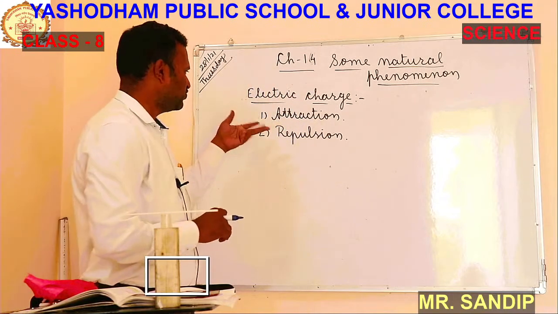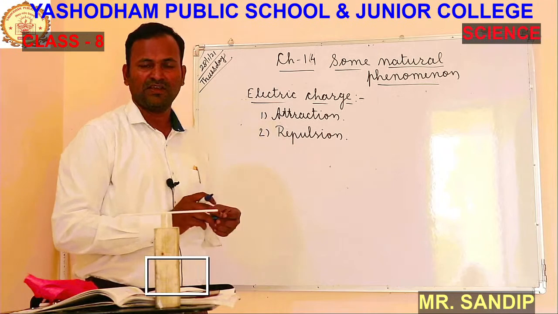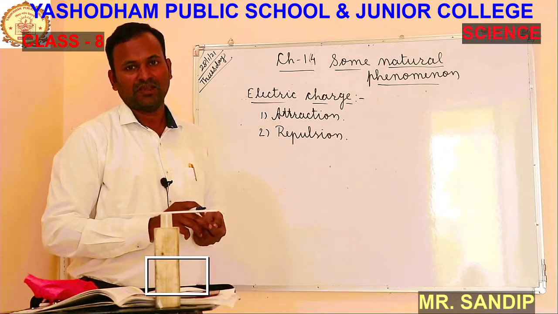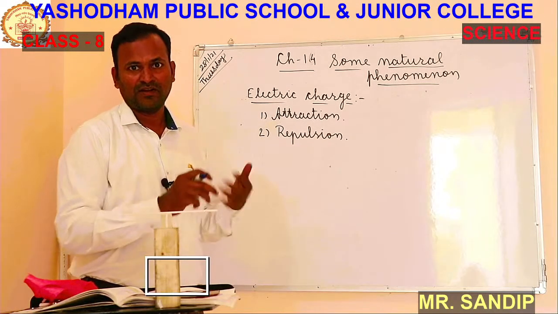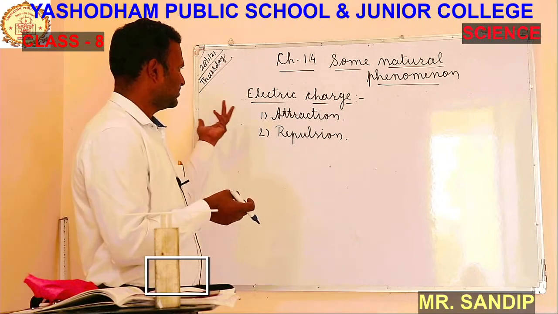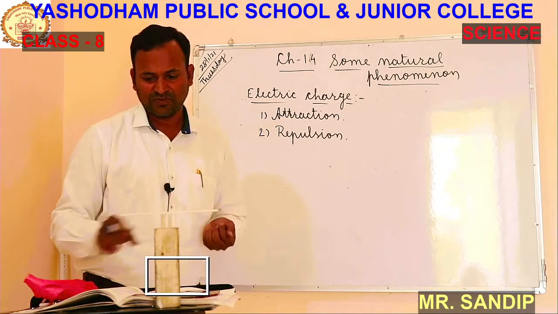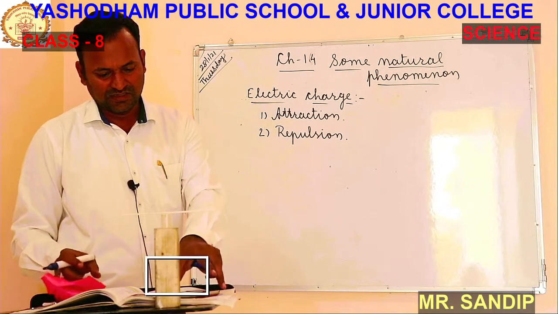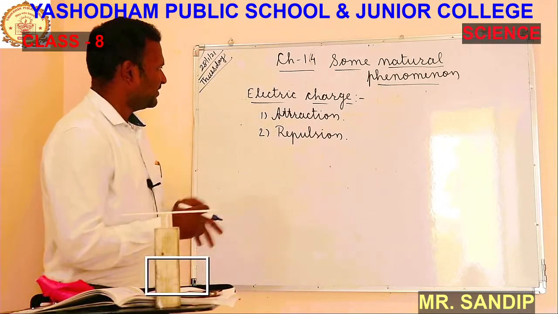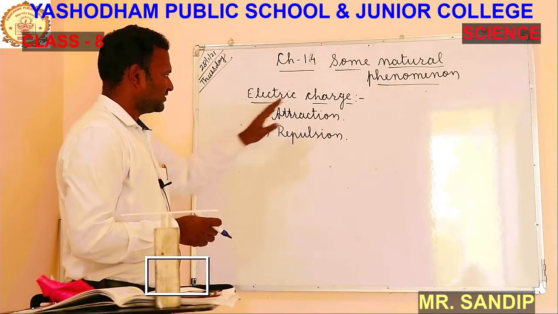If there is no movement, nothing, then we say that particular thing is neutral, electrically neutral. There is no charge on that particular thing. This is about the electric charge. At that time, they observed only these things, attraction and repulsion.